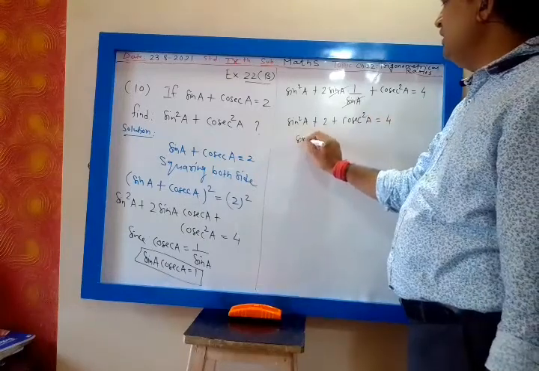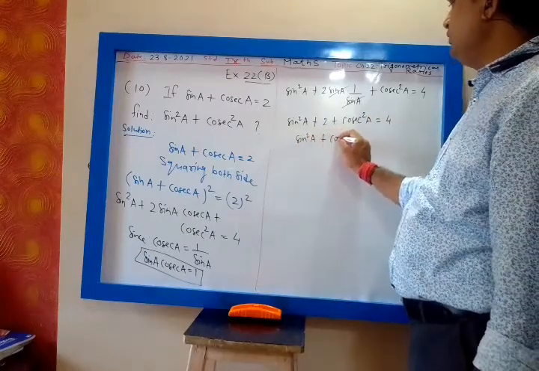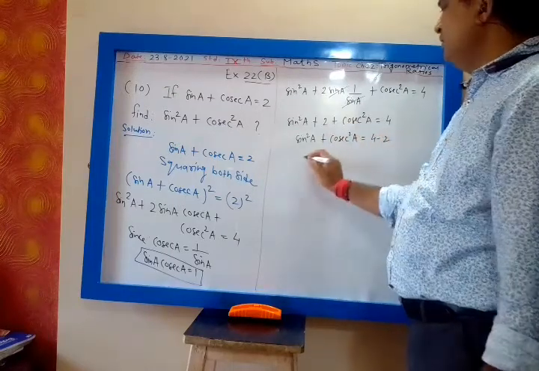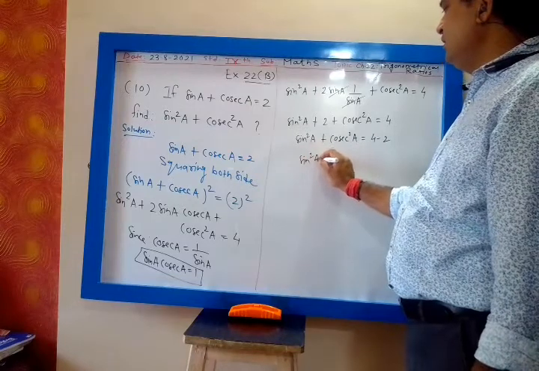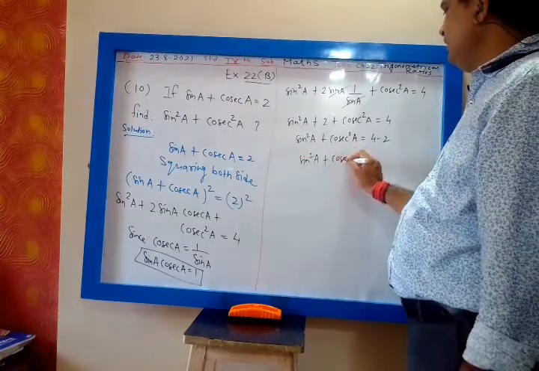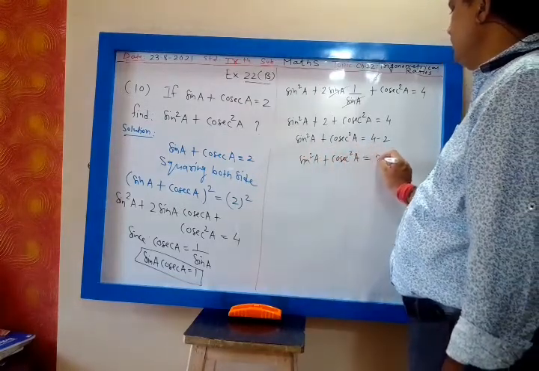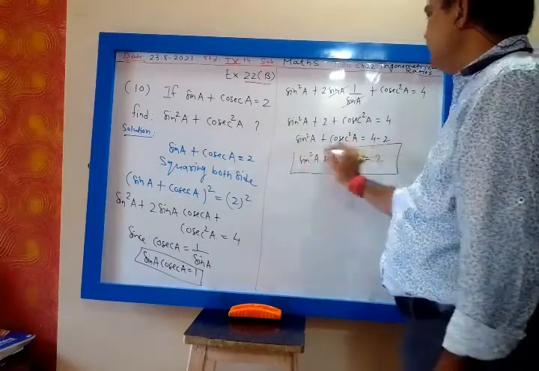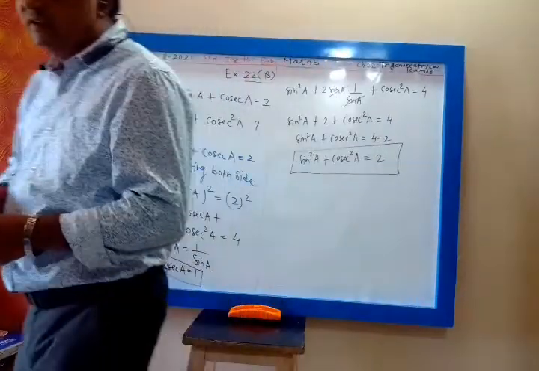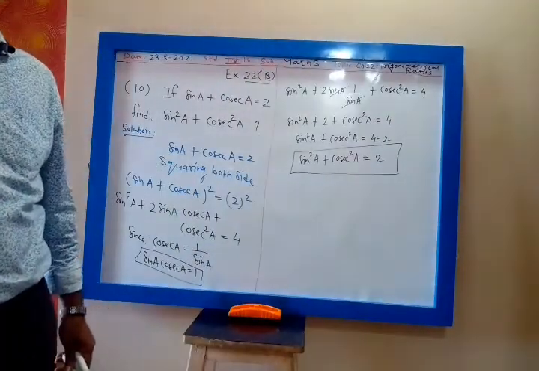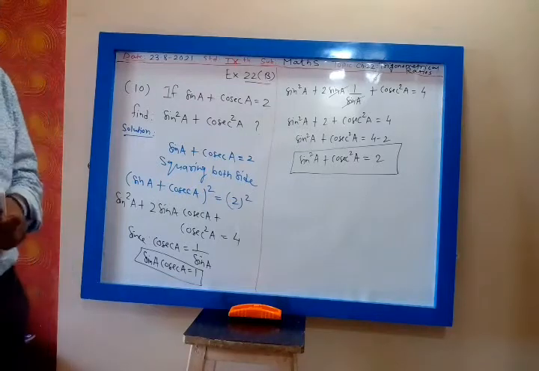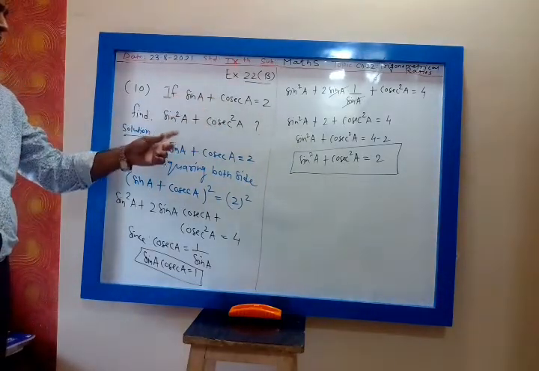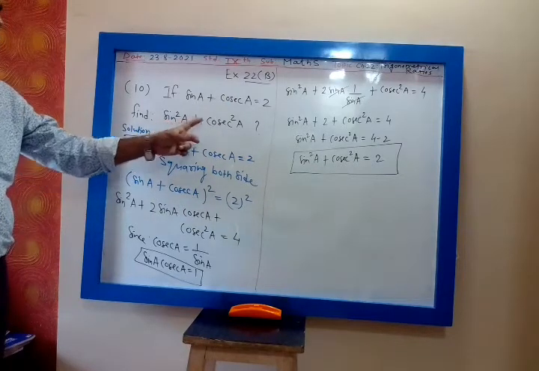So that will give you sin square a plus cosec square a is equal to 4 minus 2, which is 2. So sin square a plus cosec square a value is 2. The working method is squaring both the sides. You are given the value of sin a plus cosec a is 2, and you want to find the value of sin square a plus cosec square a.